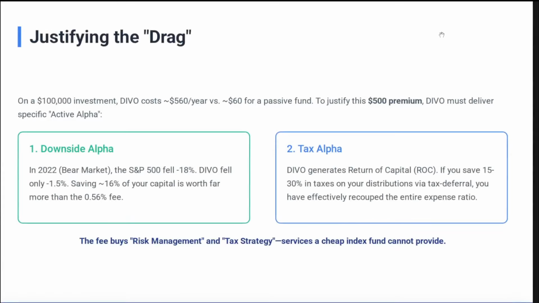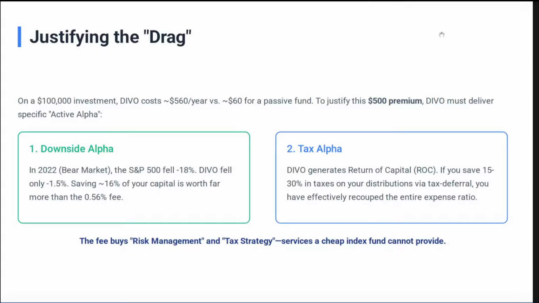So of course, like I always say, you guys always have to justify the expense ratio because it is a drag, right? It's eating away at your NAV, it's eating away at your gains, your total return, right? On a $100,000 investment, Divo costs $560 a year versus a typical passive fund that costs just about $60 a year. To justify this $500 premium, Divo must deliver specific active alpha.